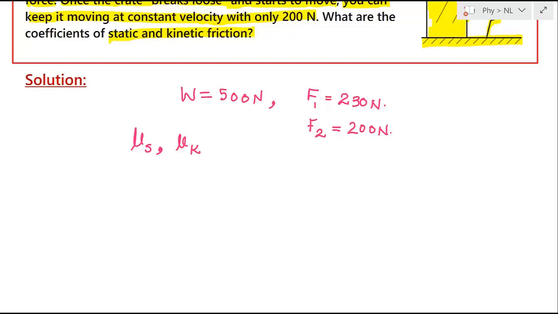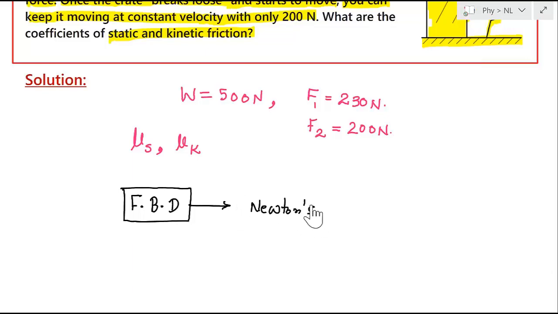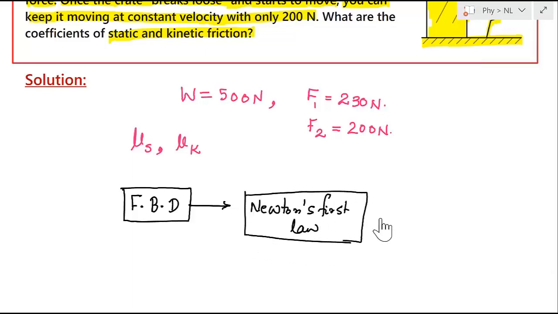So what is the idea? What is the flow chart to solve this problem? We have to first draw the free body diagram. And once I have the free body diagram, I can apply Newton's first law. And once we have written Newton's first law, we can solve for the unknowns. That is the flow chart for solving this problem. So in this case, the unknowns are mu s and mu k.